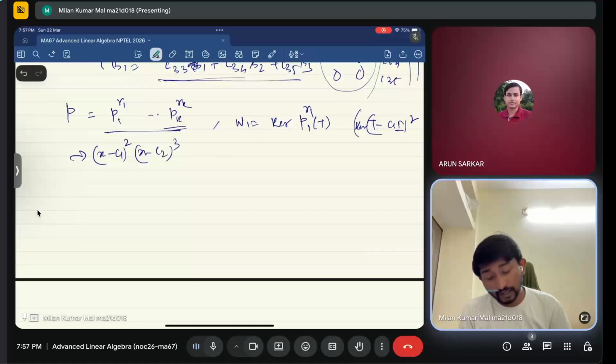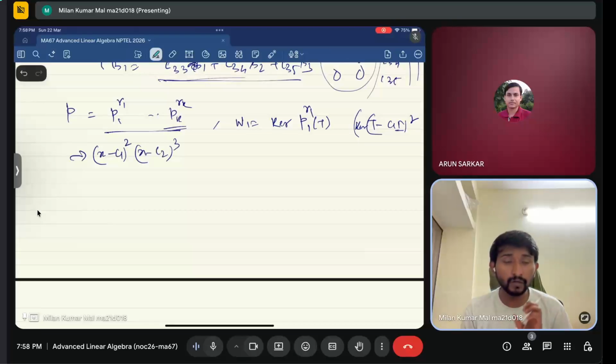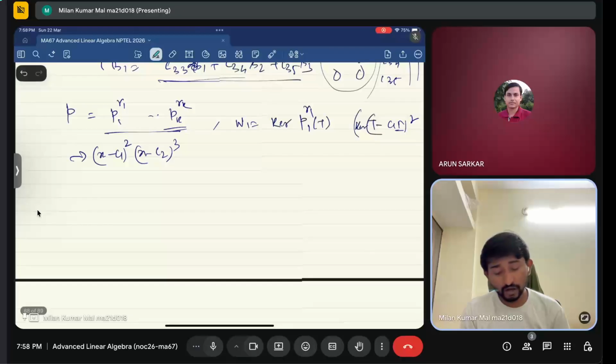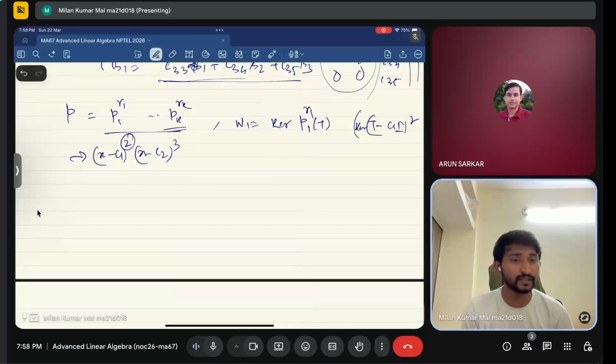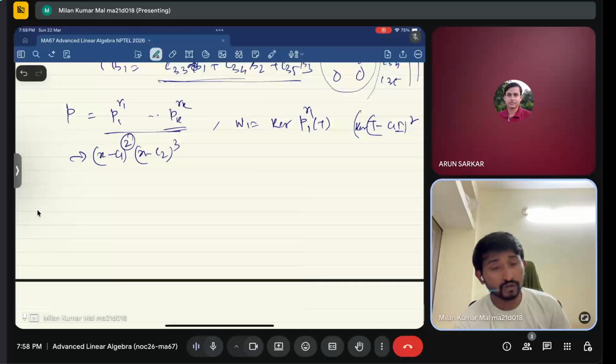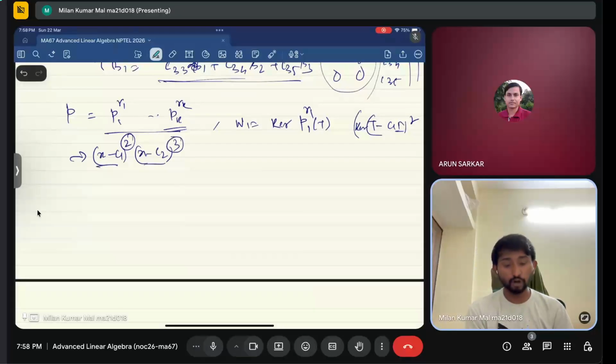Once we have diagonalizability, that is, if and only if these powers will be 1, the minimal polynomial will be a product of distinct linear factors. That is the theorem for diagonalizability. In that case, this is the kernel of T minus c1 I, which means the eigenspace. That is exactly the eigenspace whenever you have diagonalizability. But we may have a minimal polynomial for which the power need not be 1. You can consider another factor, x minus c3, and c1, c2, c3 are distinct.